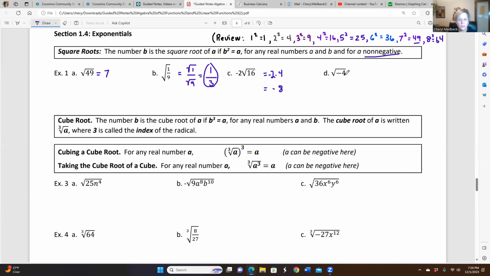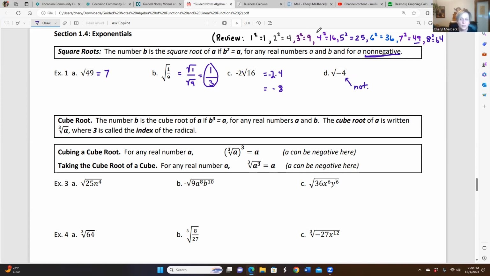And here it wants us to take the square root of -4, but that is not a real number because whatever's on the inside of the square root needs to be positive. So, not real. Then we're going to go ahead and look at cube roots.